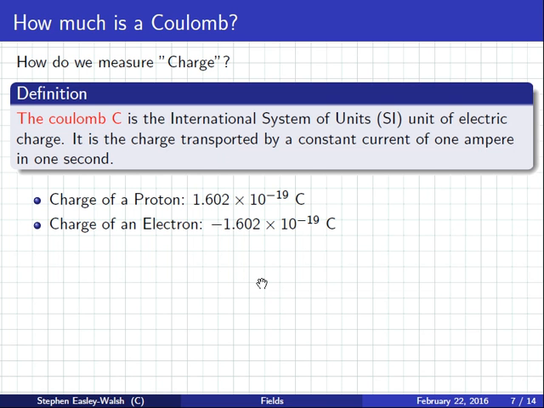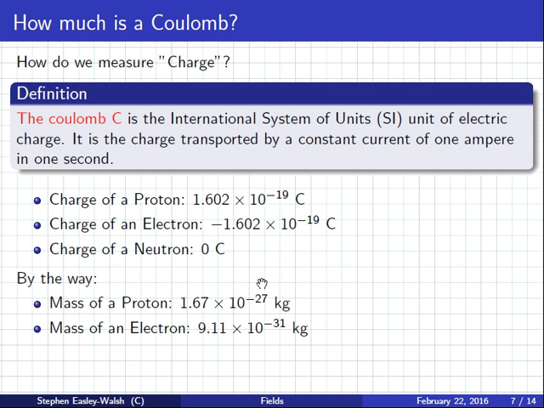And second, what's the charge of a neutron? Anybody? 0. Okay. Neutron has no charge. You know this from chemistry, right? And also, if you want to know what the masses are, by the way, the mass of a proton is that much, the mass of an electron is that much, and the mass of a neutron is also that much. You need to write them down. You'll need them for some of the questions, yeah.